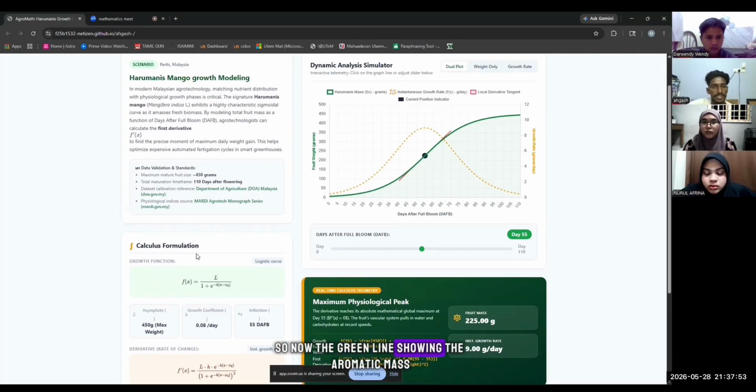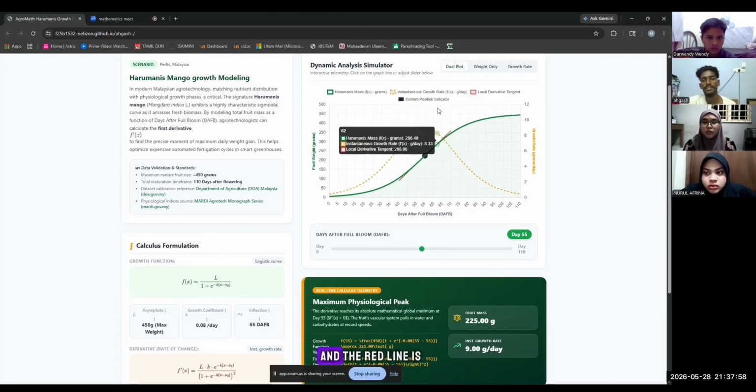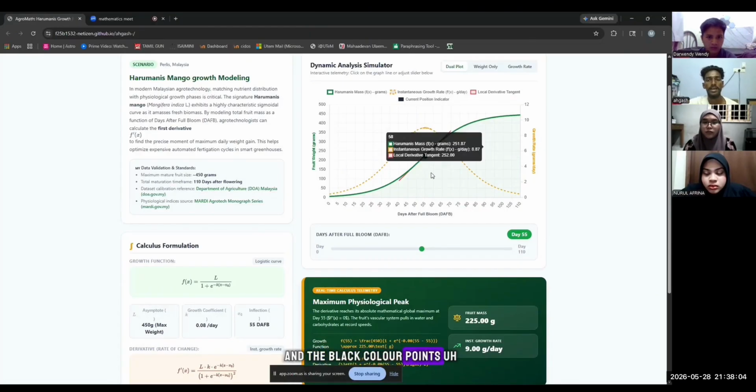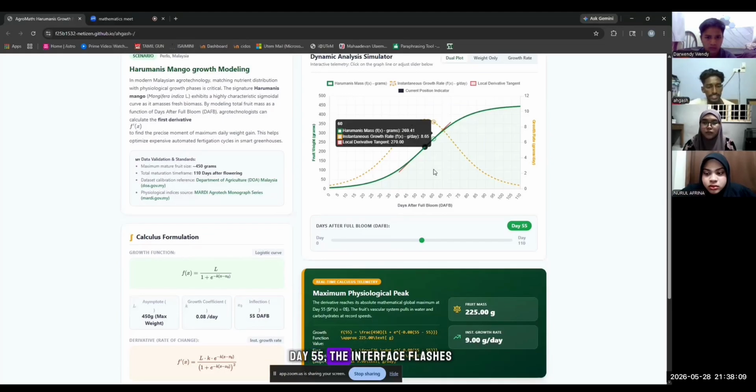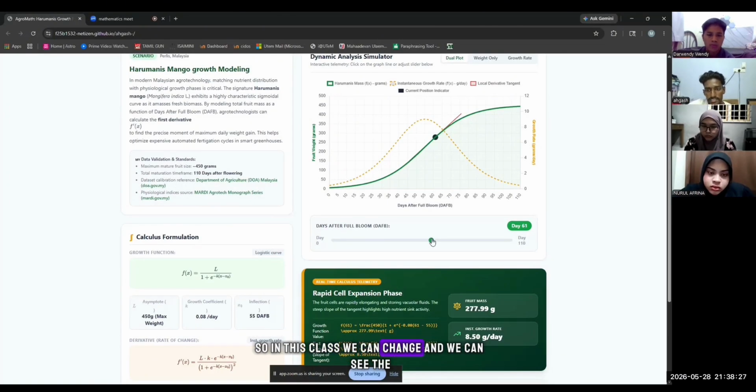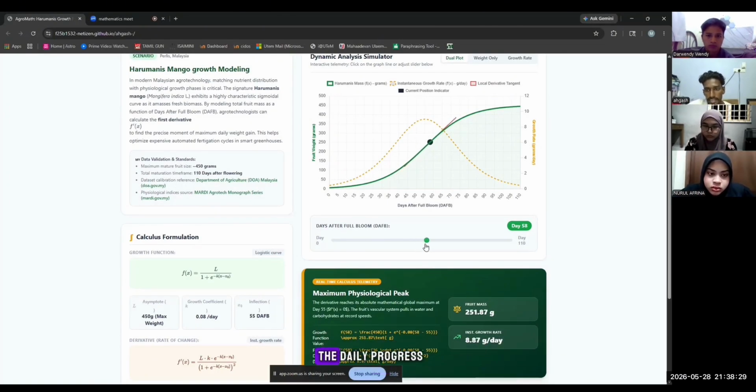Dynamic analytics and machine telemetry. So now the green line shows the fruit mass and the yellow line is the growth rate, and the red line is the local derivative, and the black points indicate the current position. So at day 55, the interface flashes a green alert showing we have reached the maximum physiological peak. The derivative reaches its global maximum here, showing a fruit mass of 225 grams and a growth rate of 9 grams per day. So in the graph we can change the slider and see the daily progress.